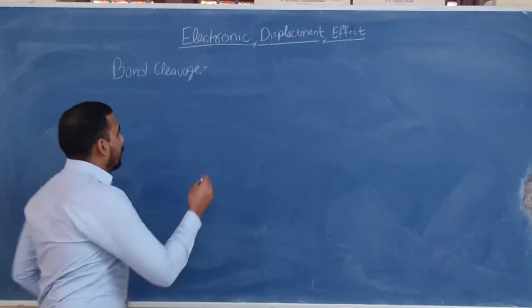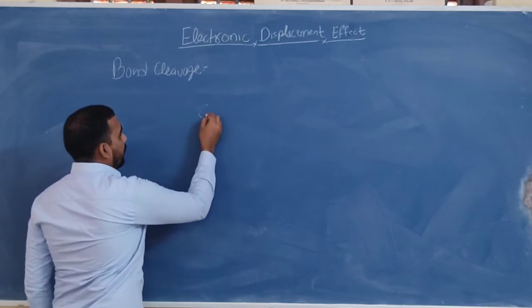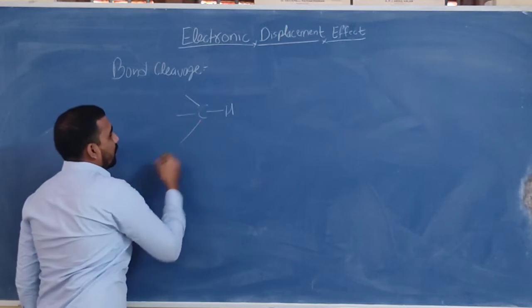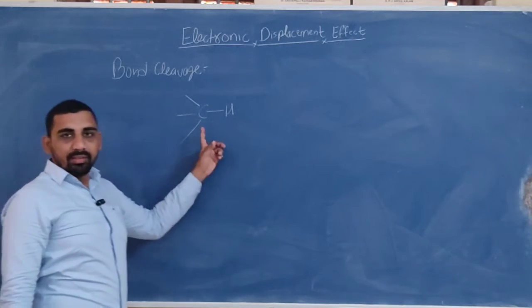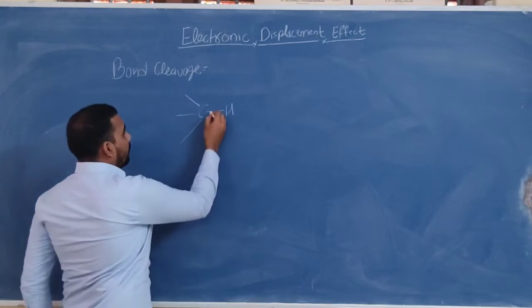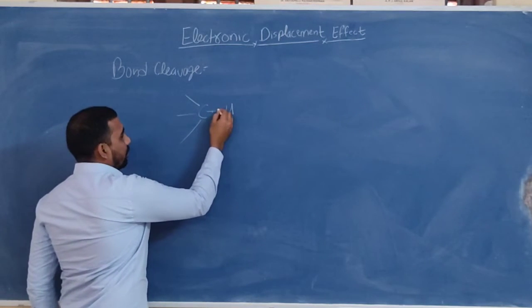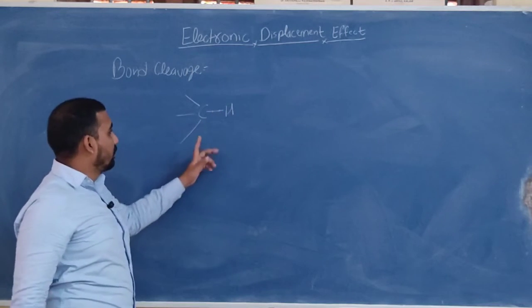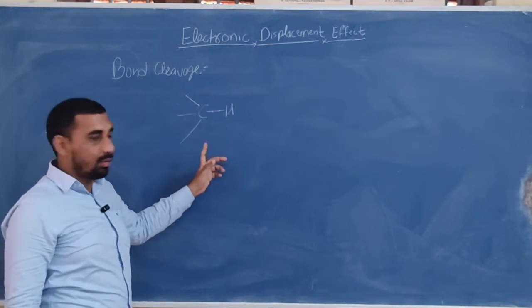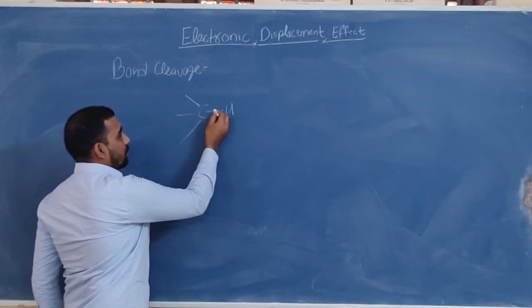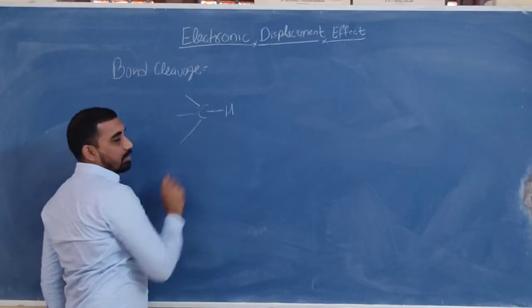Let's suppose we have a carbon and hydrogen bond and other groups are attached here. We need to break this C-H bond. Then how can we break it? Here we know there are two electrons in this bond. This is a covalent bond, so there is sharing of electrons between this carbon and hydrogen. There are two electrons in this sigma bond.